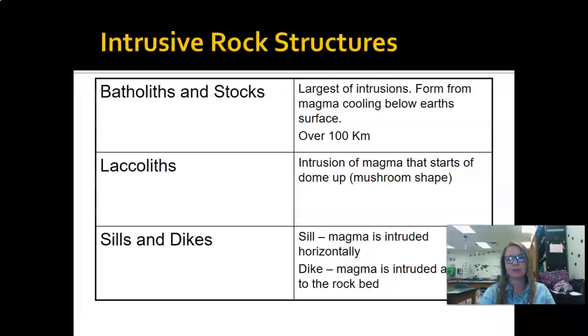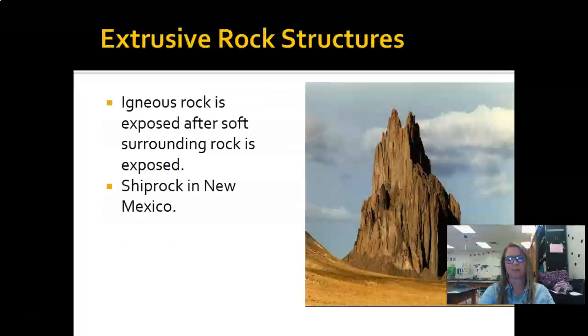We have batholiths and stocks, which are large, cooled tubes that run magma up and form in these huge chambers. I like to call our batholith a big bathtub of magma that the system has lost its heat from, and it cools off, forming igneous rocks. Laccoliths are our dome-type mushroom structures, and then sills and dikes. Those are going to be much more stringy, veiny types of environments that we're looking at.